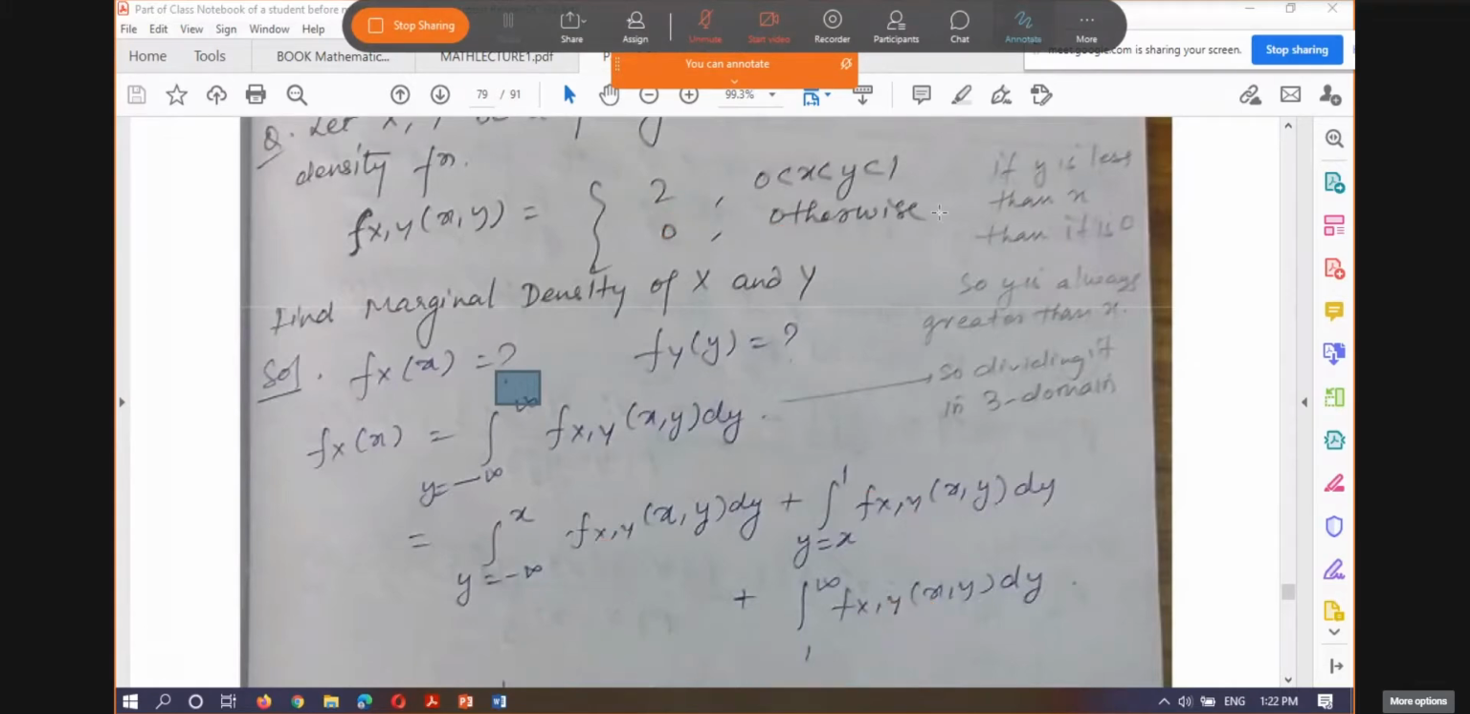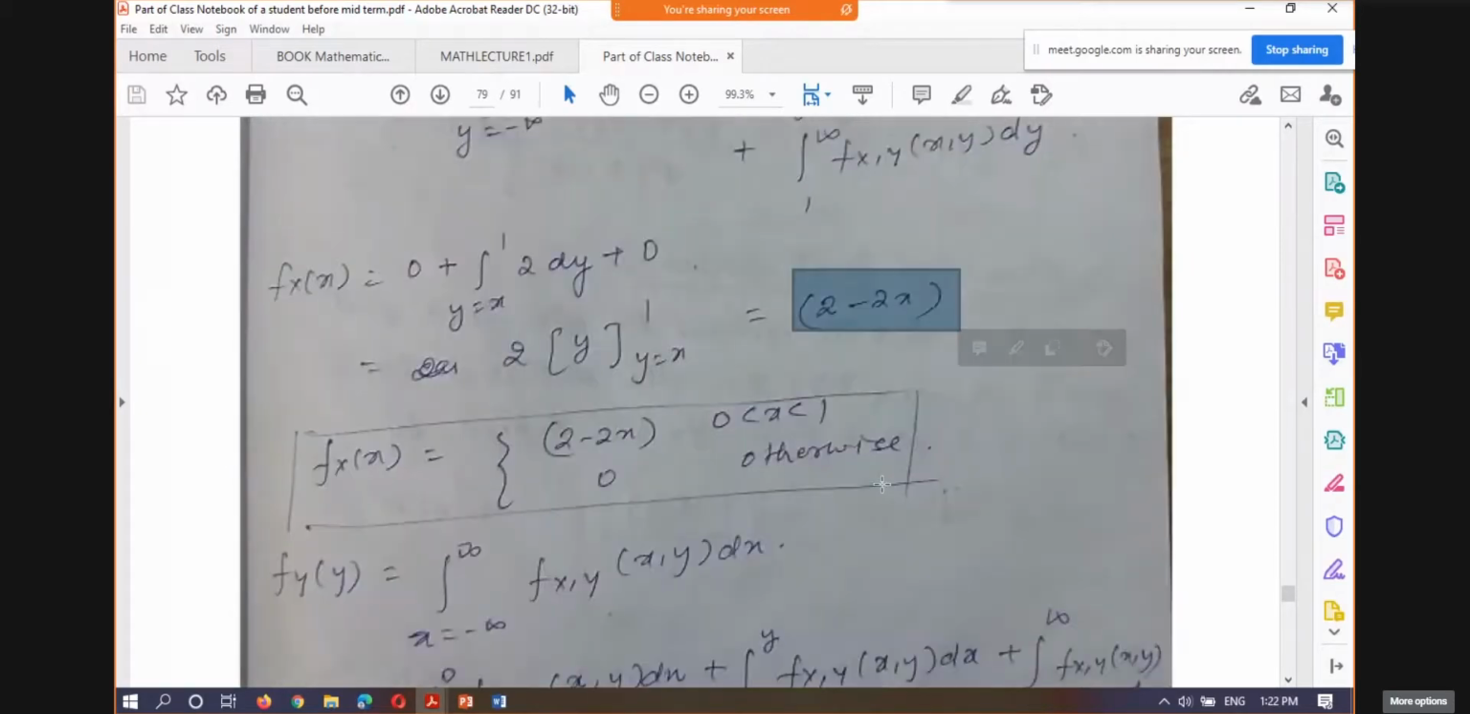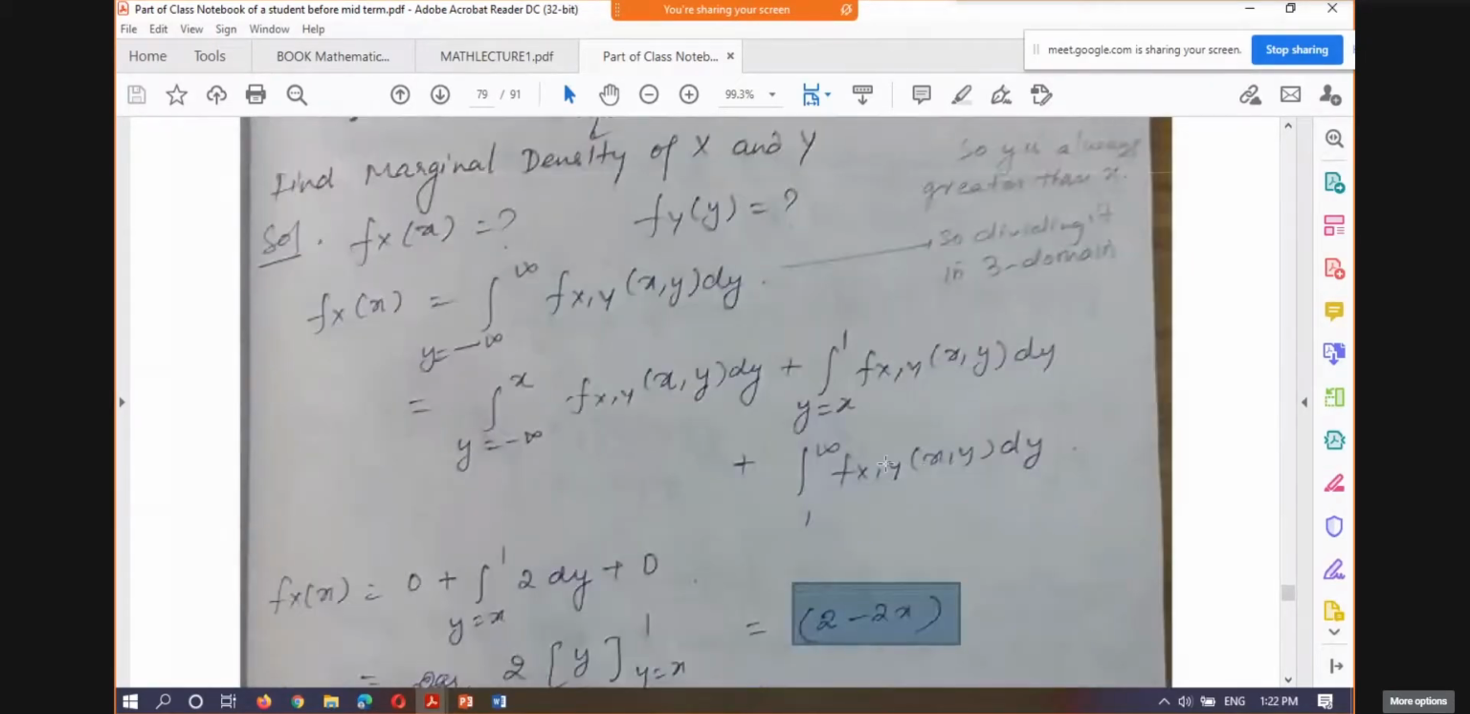So we will see. First, the domain integration is 0, this is also 0, and in this domain we are having 2, and the integration of 2 with respect to y is y. After substituting the lower limit and upper limit, we will get 2 minus 2x. So this is the case we have discussed for x greater than 0.